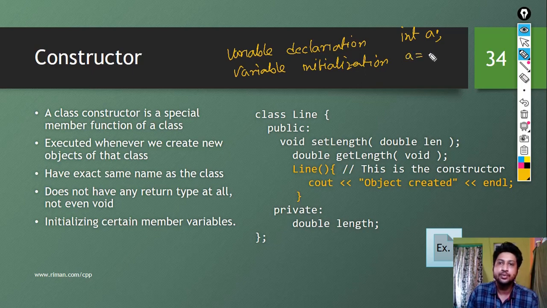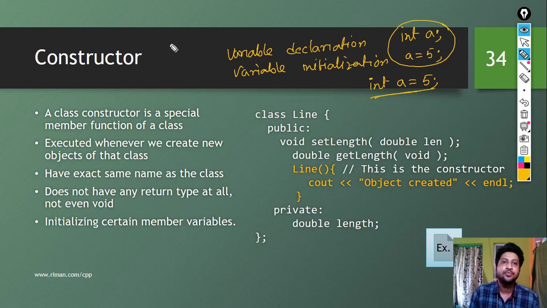So we can write a equal to 5. But for these two statements, we can combine them as a variable declaration and initialization statement, like int a is equal to 5. So this is a statement where we have declared the variable, and also we have initialized it. Whenever a variable is declared, a memory location is created with that particular name, and when it is initialized, the first value is assigned in that section.